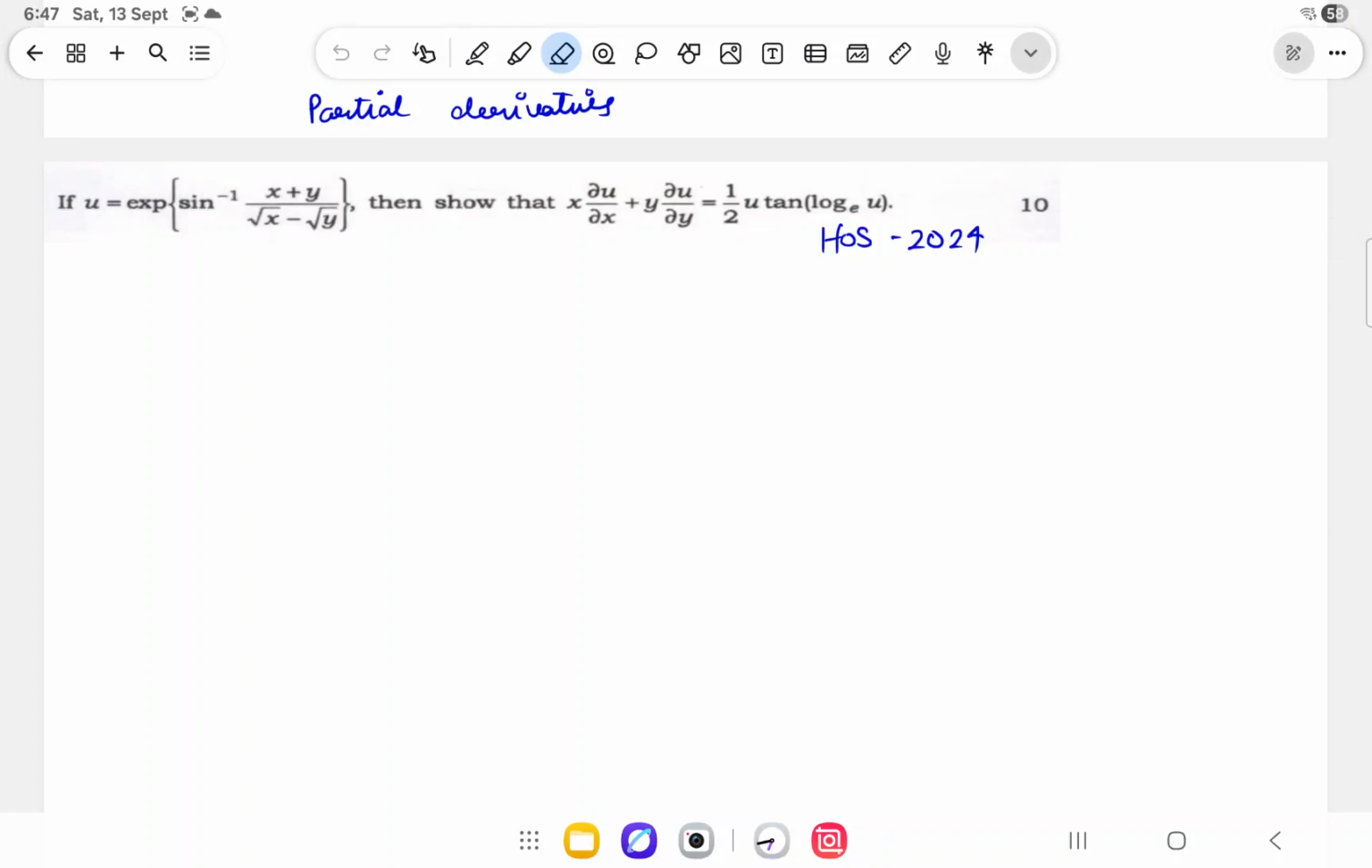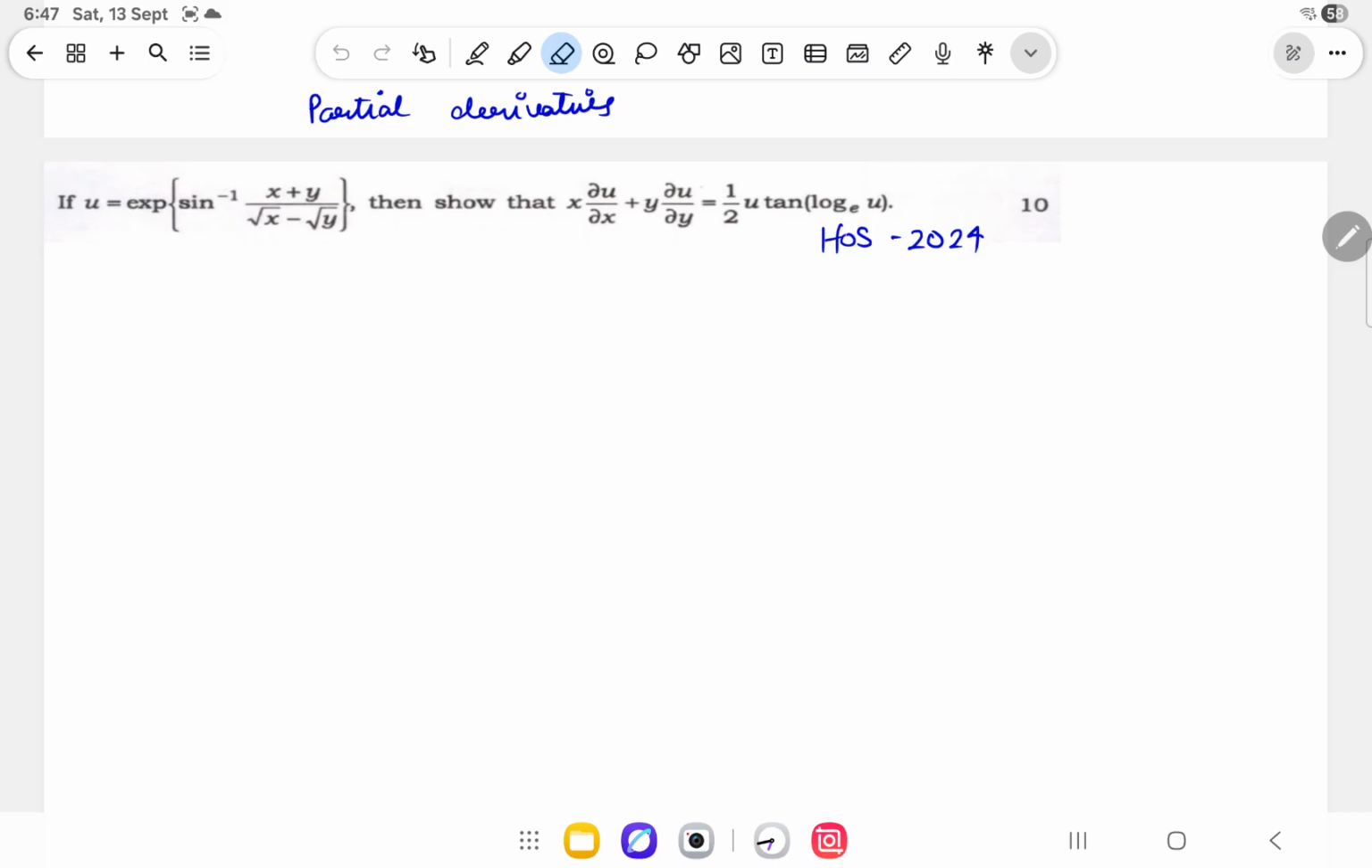So today let's discuss questions related to partial derivatives. Question number 1 says that they have given us an expression for u and we are supposed to show that x into partial derivative of u with respect to x plus y into del u by del y is equal to half u into tan log u.